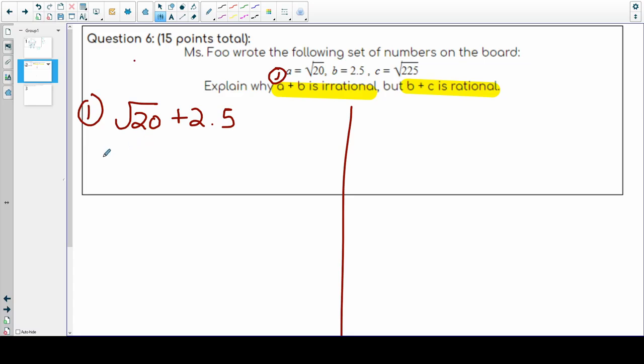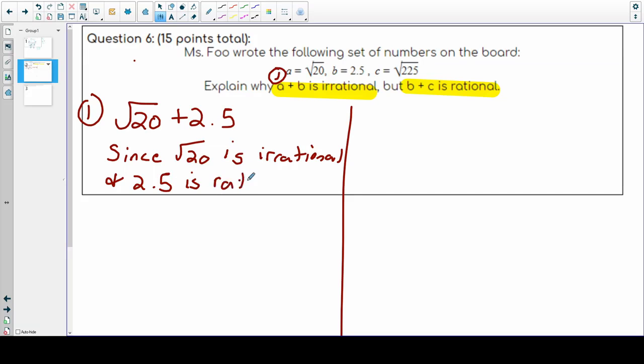Since the square root of 20 is irrational, and 2.5 is rational, an irrational plus a rational is irrational.